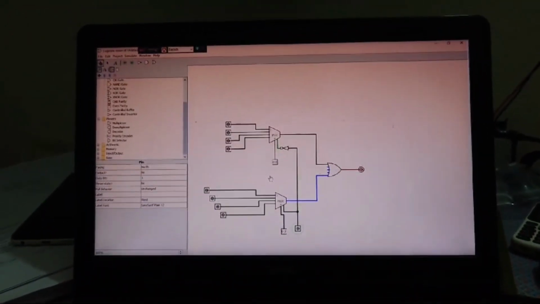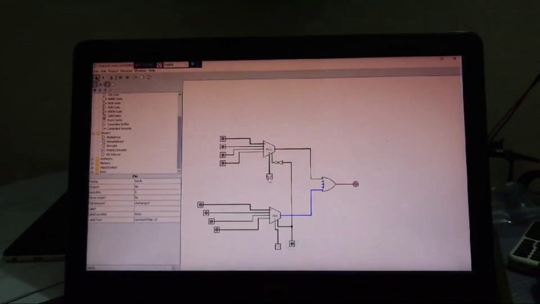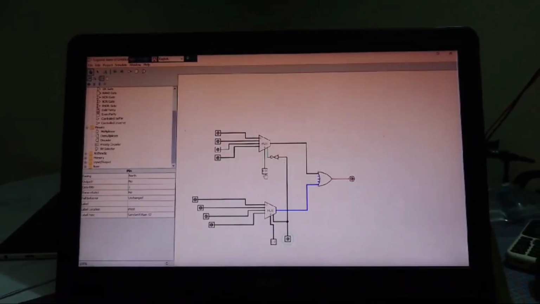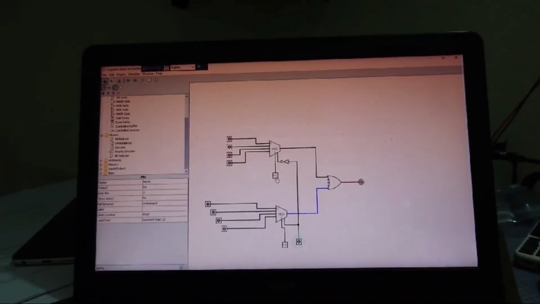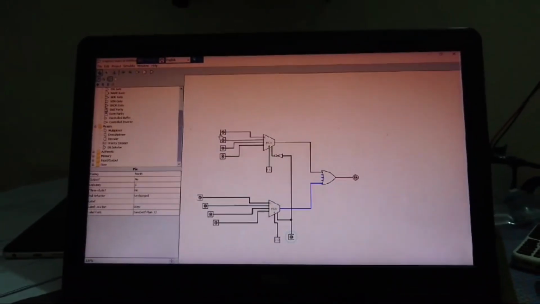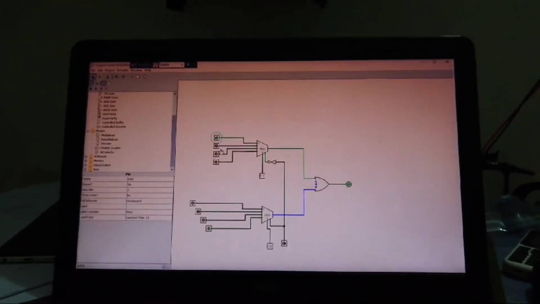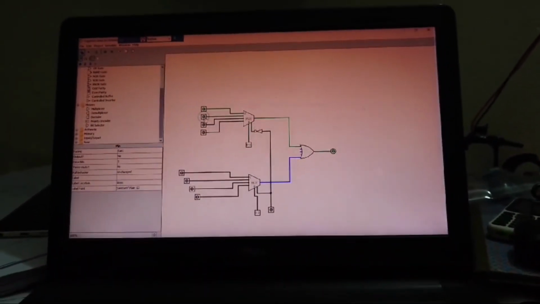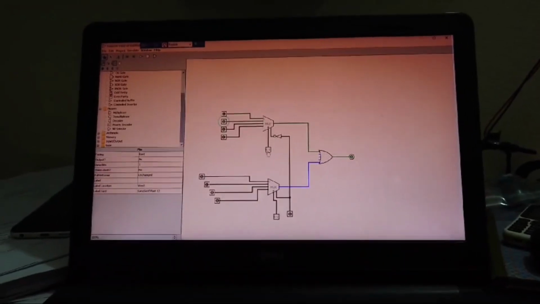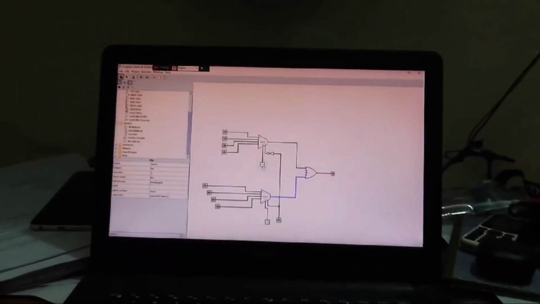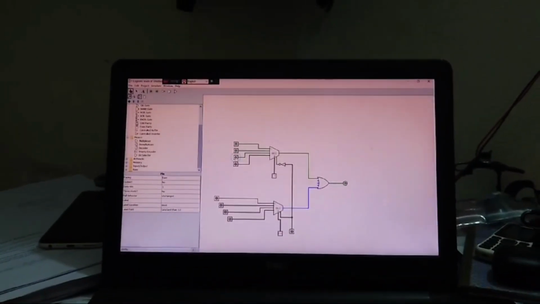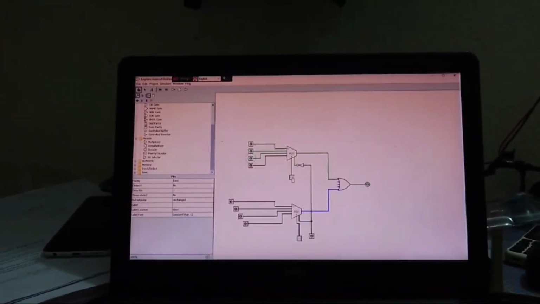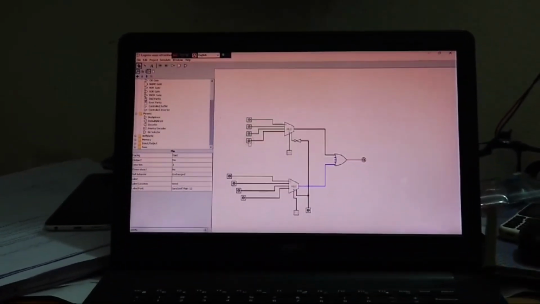We know between two bits there are 4 combinations. Right now this 4 cross 1 multiplexer is enabled. So the combination 0 0 gives the output I0. Another combination, 0 1, the output will be I1. Another combination, 1 0, the output will be I2. And for the combination 1 1, the output will be I3.